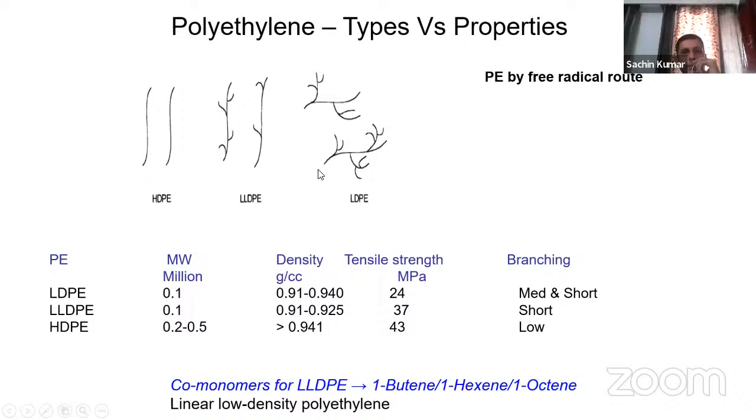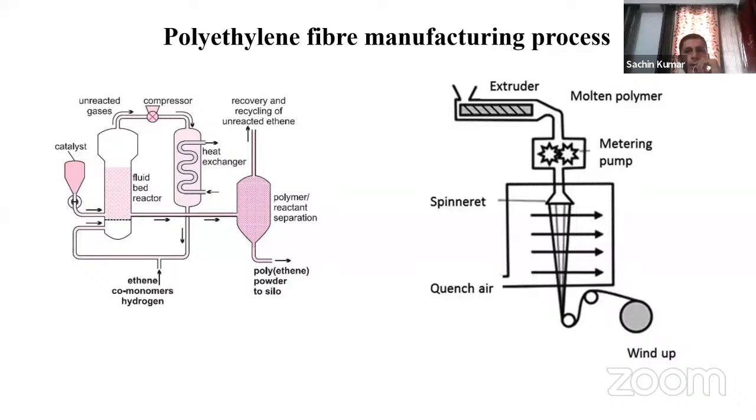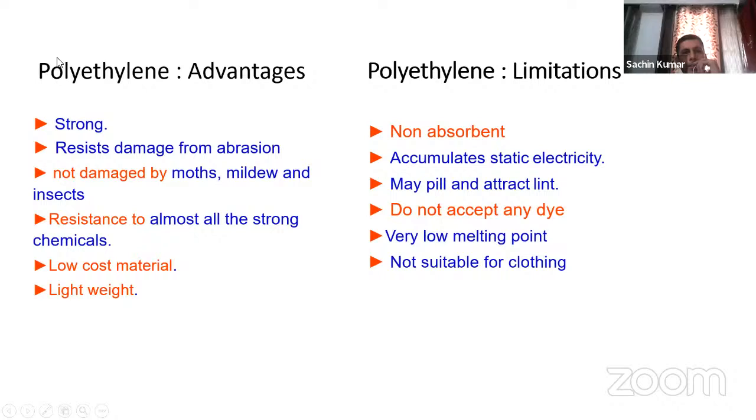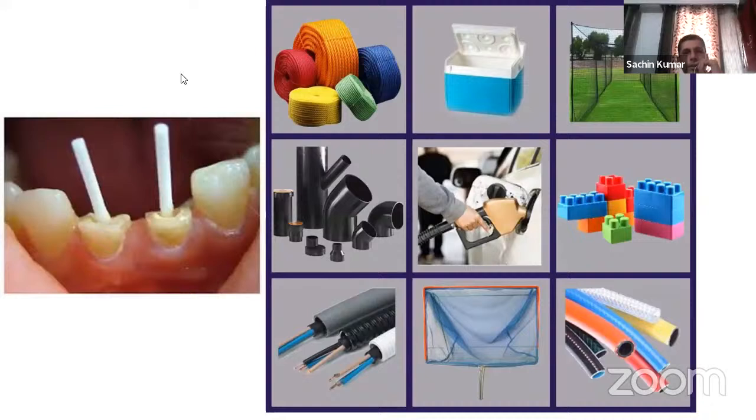Again, the process is similar to polypropylene, which we have discussed. The advantages: strong, not affected by any chemicals, low cost material, light in weight, but it does not accept dye in normal conditions and is non-absorbent. That is why it is not very popular for clothing. It is used in dental floss, ropes, pipes, nets, these kinds of applications.